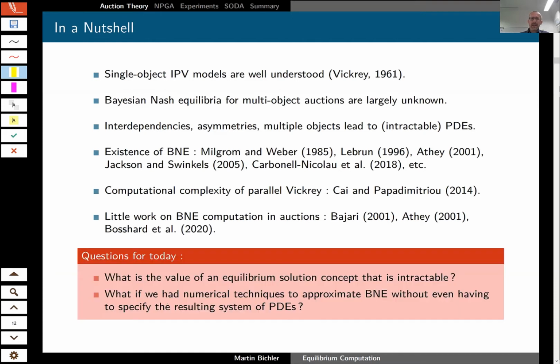And it raises questions. First of all, what is the value of an equilibrium solution concept that is totally intractable? How can you assume that bidders would play an equilibrium if it's so super hard to compute? And the second question maybe is, wouldn't it be nice if we had numerical techniques to approximate these equilibria? Maybe this is possible, and then we could get predictions for the type of equilibria that we can expect in a particular game. And maybe this is even possible without setting up the system of partial differential equations. And that's essentially what we're after in this project.